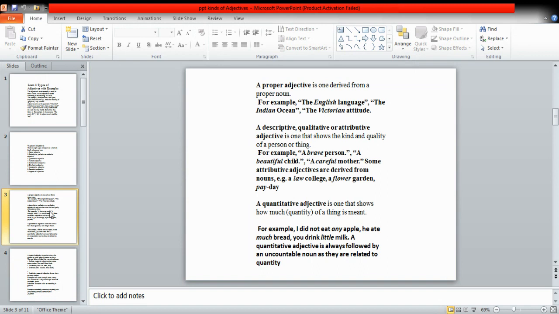Sometimes they follow a noun and sometimes they do not follow a noun. Like before, in the previous slide, I told you that the cup is full. So full would be a descriptive, qualitative, or attributive adjective.